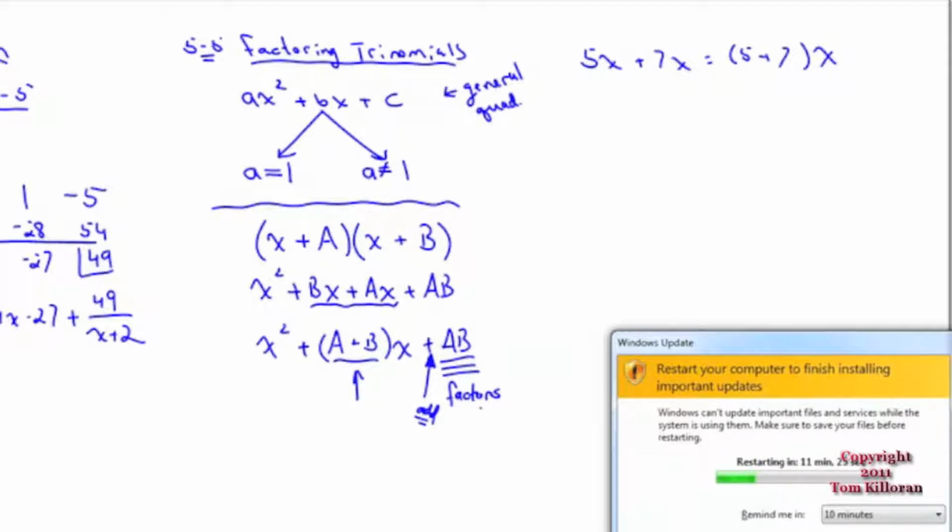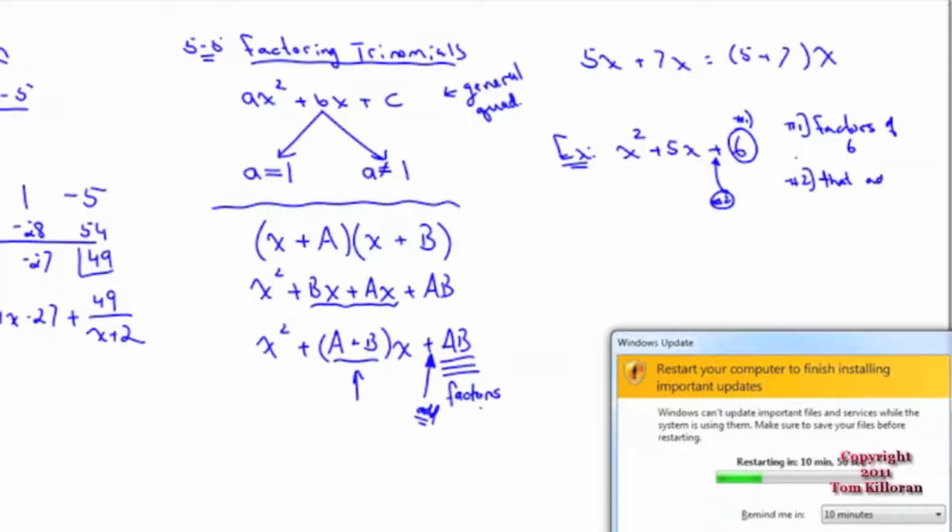So let me give you a simple example, which also happens to be one of the trickiest examples, which is kind of weird. X squared plus 5x plus 6. And I want to factor this. So it starts off with, you look at the last number. So number 1, factors of 6. And then secondly, you look at just the sign of it. And this one will be number 2. And number 2 will say, add up to.